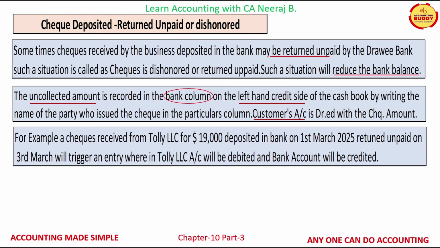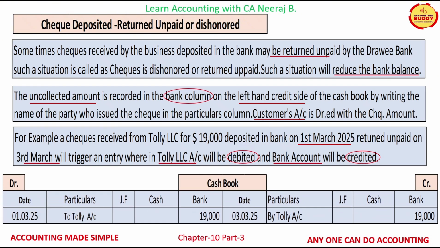For example, a check received from Toli LLC for $19,000 deposited in the bank on 1st of March 25, returned unpaid on 3rd of March will trigger an entry wherein Toli LLC account will be debited and the bank account will be credited. Let us understand how the entries will be recorded in the cash book.